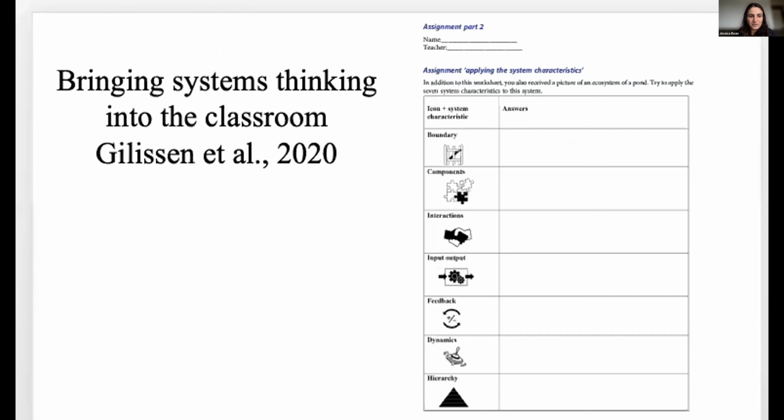And I also just really briefly want to point your attention to this paper by Gillison that really talked about the use and importance of using explicit systems language in the classroom, and how that can be useful in supporting students in thinking about systems and using this idea of systems. So Gillison and her colleagues created some interesting worksheets that are part of the paper that talk about these different, again, ideas that are related to understanding what systems are and how they function, thinking about boundaries and components and inputs and outputs and feedbacks.